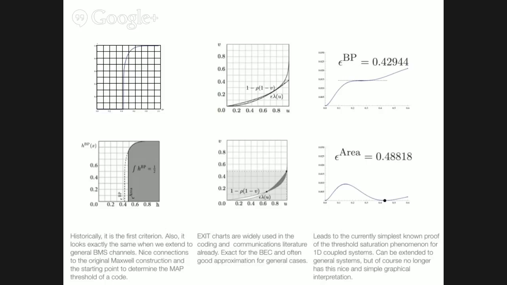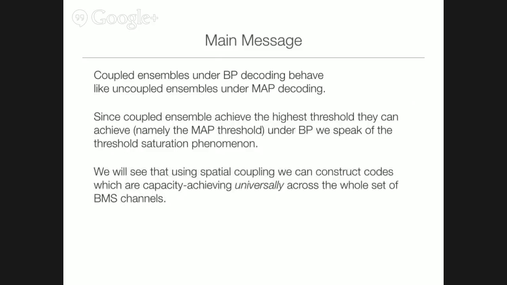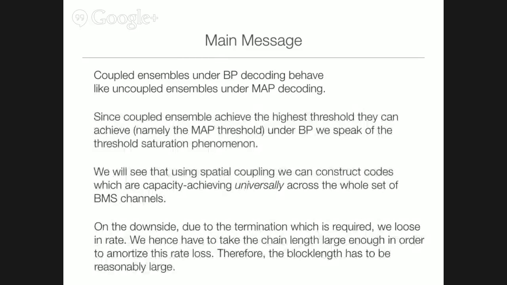I think that brings me to the end. Each of these approaches has some advantages. If you know EXIT curves, then it's trivial to apply it. This tells you what the connection to the MAP threshold is, which the other doesn't tell you. And this is kind of the easiest proof if you ever want to get into it, then I recommend that you read Henry's papers. I think that's the easier way to see why this threshold saturation works.